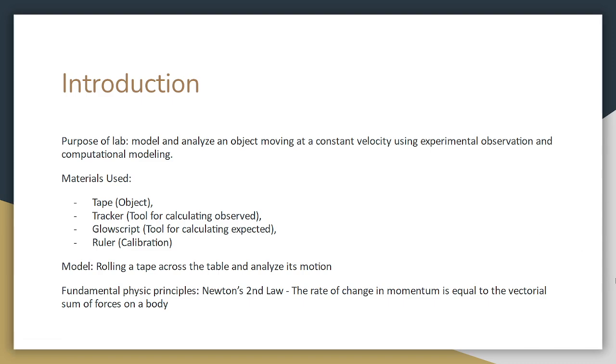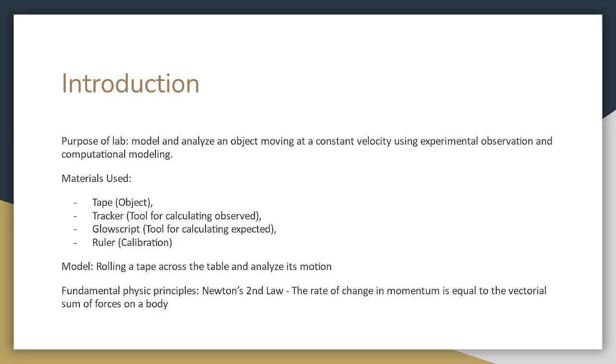So, introduction. The purpose of the lab is to model and analyze an object moving at a constant velocity using experimental observation and computational modeling. For the lab, the materials used are tape for the object, Tracker for calculating the observed displacement, GlowScript for calculating the expected displacement, and a ruler for calibration. The model was rolling an object across the table and analyzing its motion.